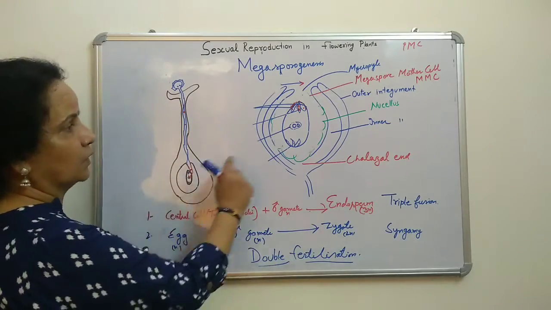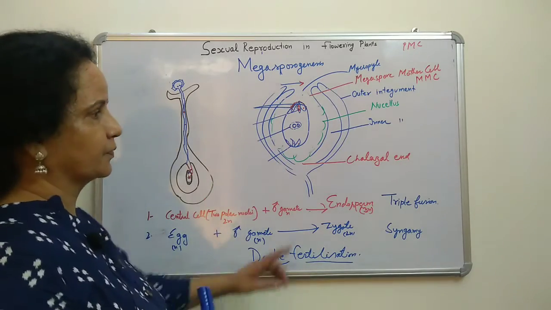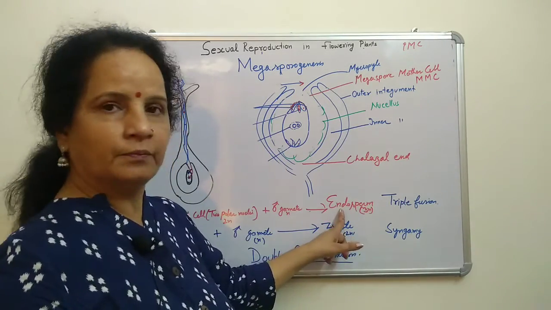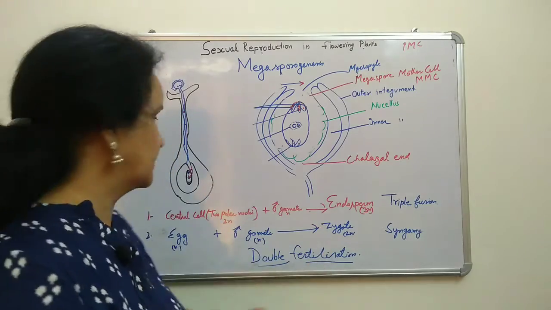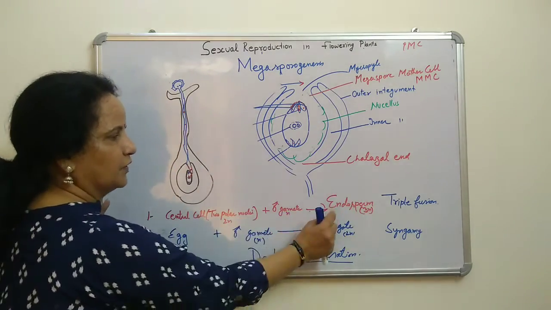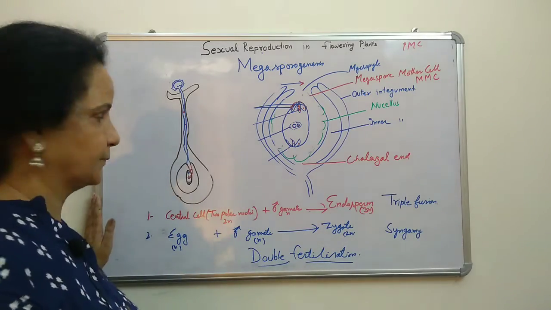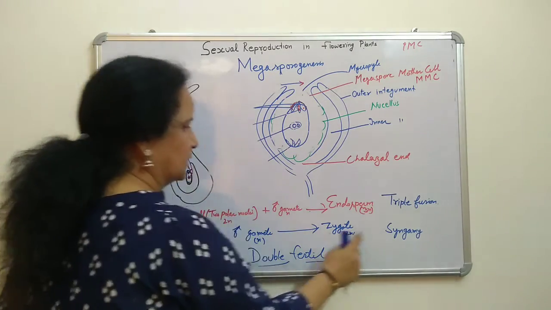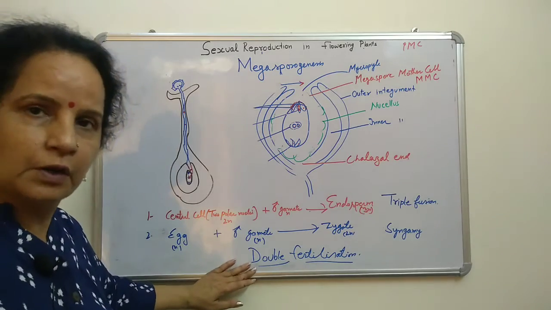Now what will happen? What is left? Endosperm and zygote. The product of triple fusion is endosperm, which is triploid. The product of syngamy is zygote, which is diploid.